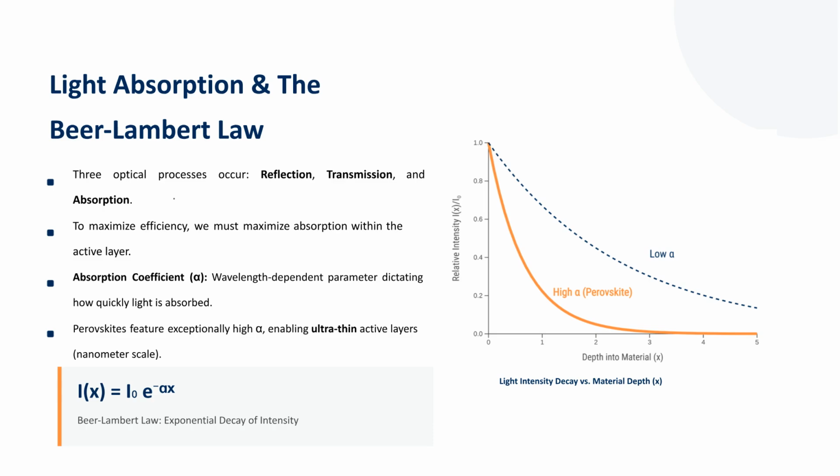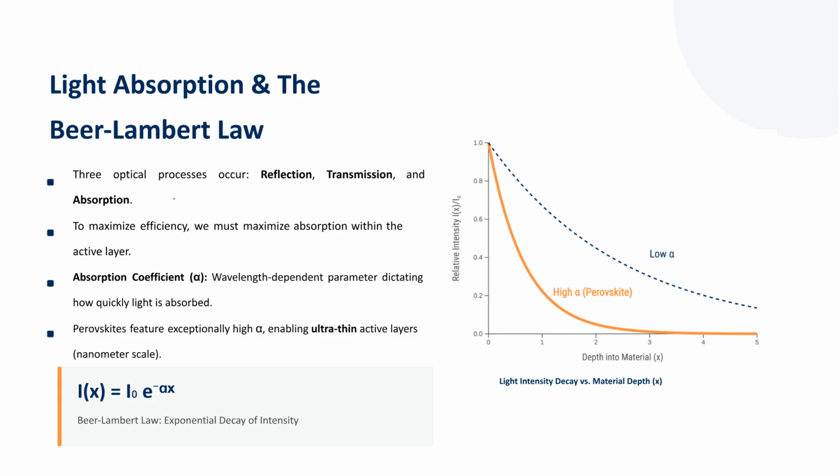As light penetrates a material, its intensity decays exponentially. This is governed by the Beer-Lambert law, I of x equals I naught times e to the power of minus alpha x. Here, I0 is the incident intensity, x is the depth into the film, and alpha is the absorption coefficient. In computational materials science, alpha is not just a random variable.